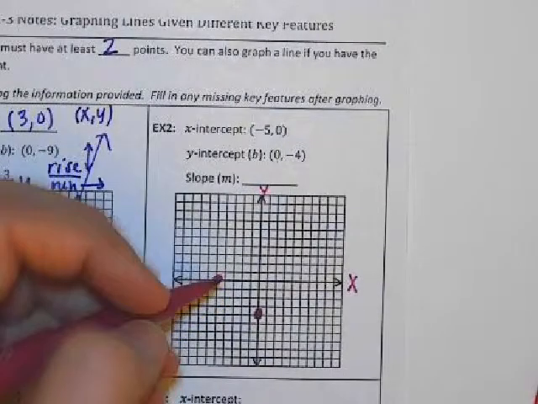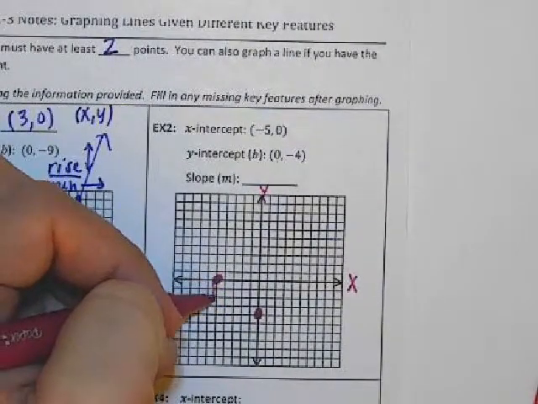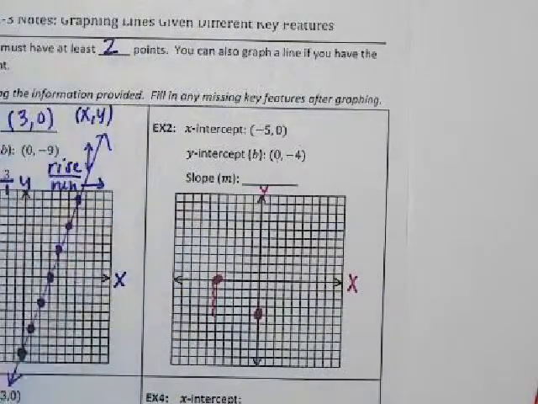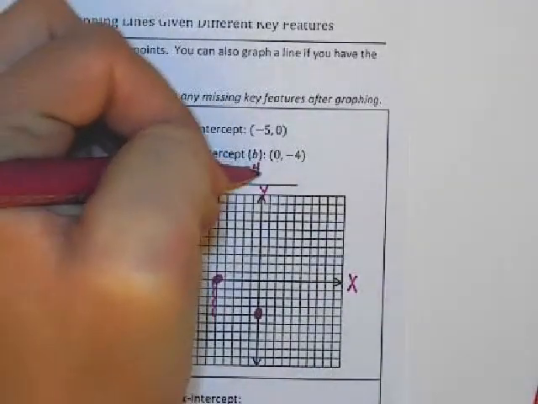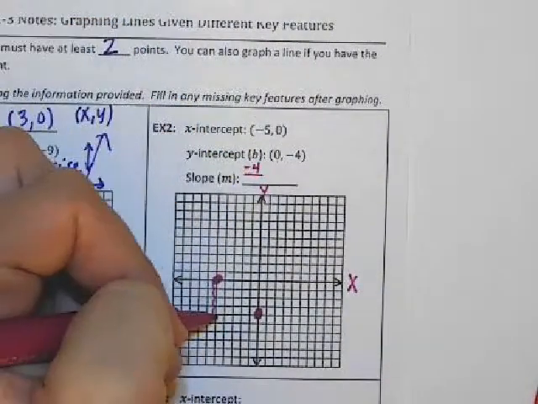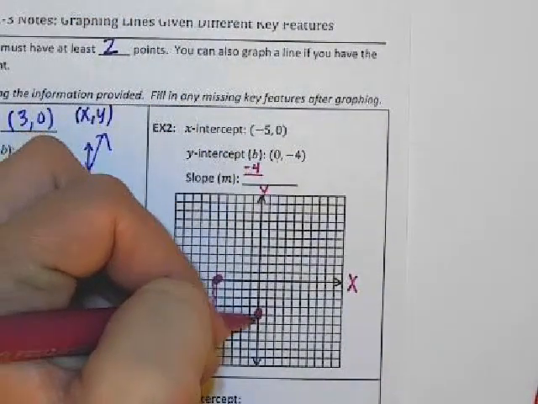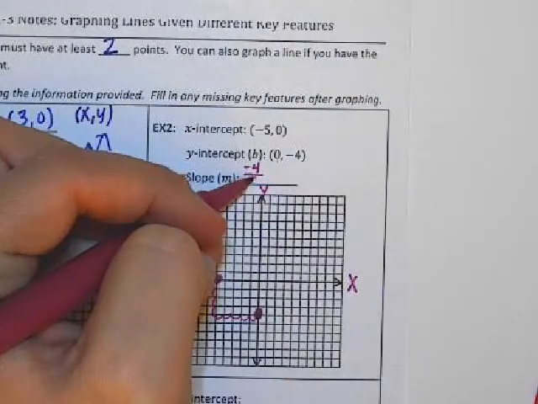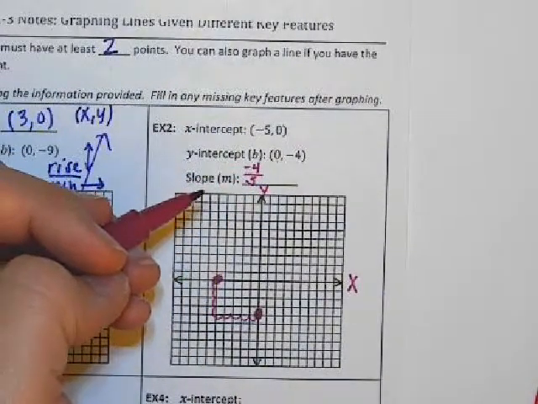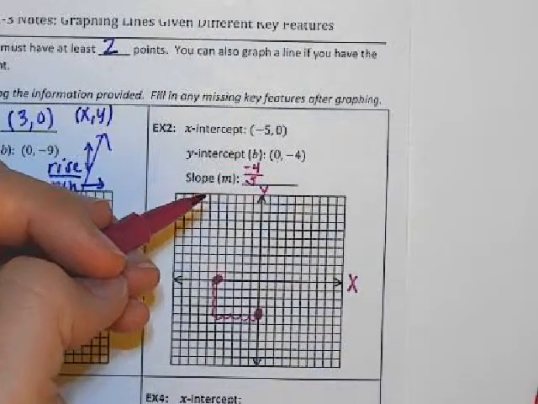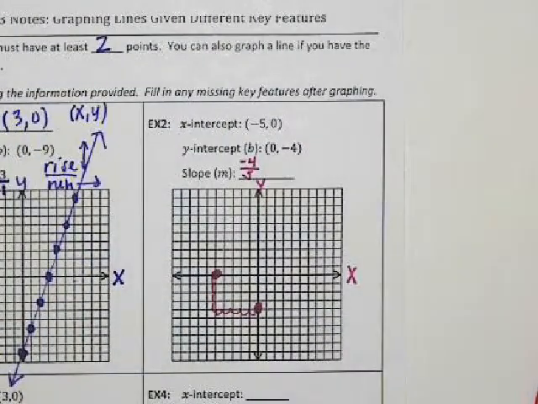Okay, so I'm going to go down how many? 1, 2, 3, 4. I went down 4, so what does that mean? Negative 4 over. To the right, 1, 2, 3, 4. So negative 4 over 5. Can I reduce that? No. No, you're right. Okay, I cannot reduce that.